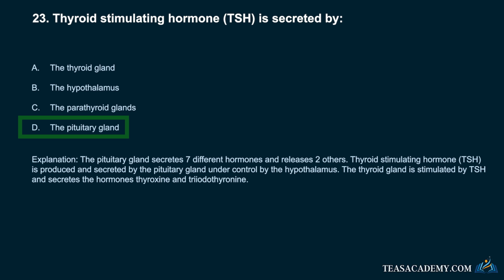The pituitary gland secretes 7 different hormones and releases 2 others. Thyroid stimulating hormone, TSH, is produced and secreted by the pituitary gland under control by the hypothalamus. The thyroid gland is stimulated by TSH and secretes the hormones thyroxine and triiodothyronine.